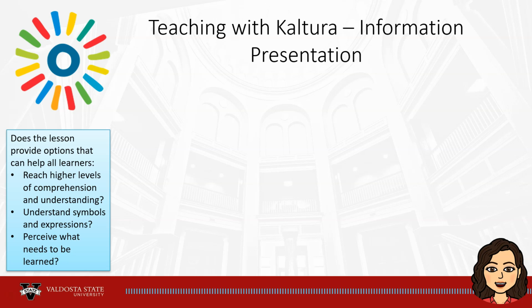So the second block of UDL asks us to differentiate and provide multiple opportunities for the presentation of information. And so some questions we can ask ourselves. Does the lesson provide options that can help all learners reach higher levels of comprehension and understanding? Understand specific symbols and expressions we might use? And perceive what needs to be learned? And so how can we use that with Kaltura?